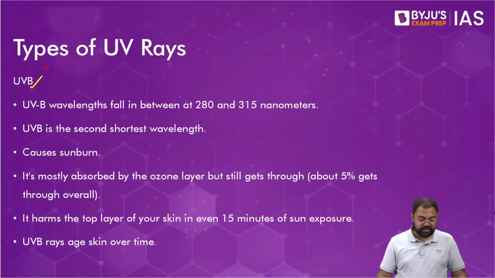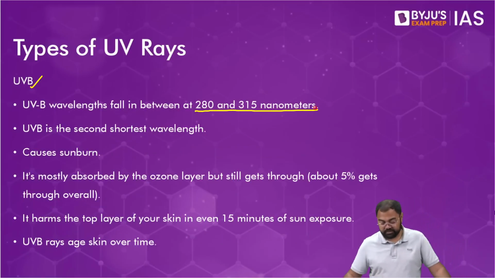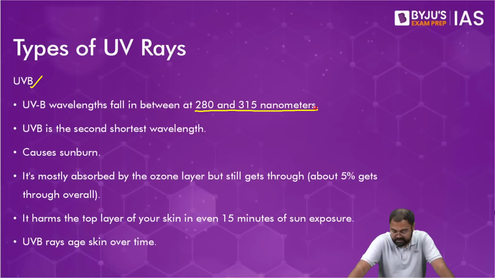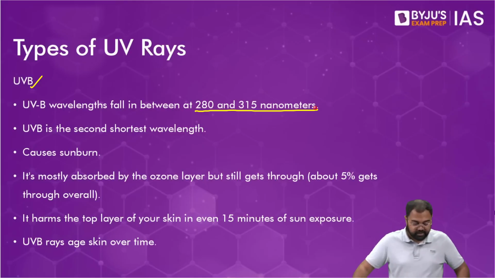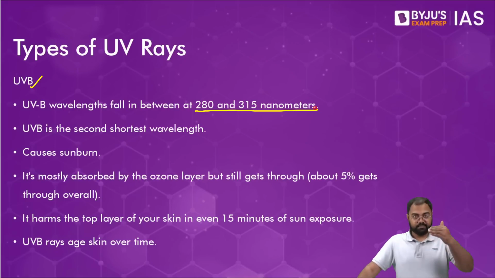Then we have ultraviolet B, which has wavelength between 280 to 315 nanometers. Now, in this particular scenario, when it comes to UVB, obviously it has a longer wavelength. So that's why it is less harmful, but it is still harmful.